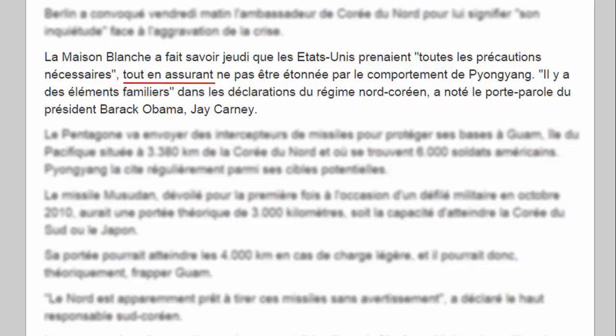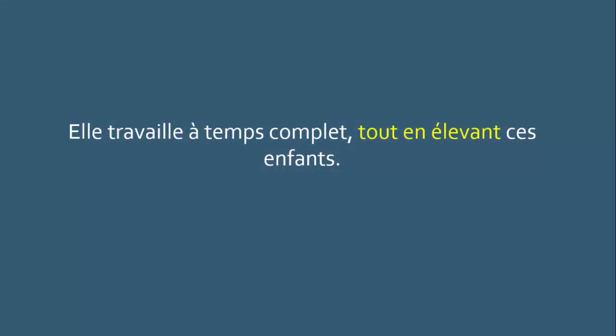You can also use tout en plus present participle to really highlight how remarkable the fact that two actions are going on at the same time is. For example, we might say, elle travaille à temps complet tout en élevant ses enfants. So she works full-time all while bringing up her children. Again, I'd say the translation is pretty much the same in English. And what it's there to do is to say, look, she's working full-time and she's looking after her children. How remarkable is that? It's really to highlight how extraordinary something like that is.